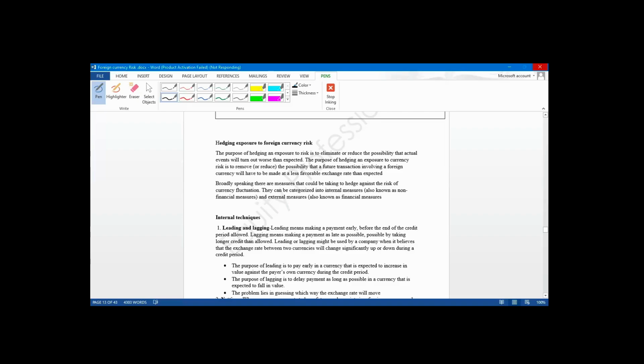If you fence your house, you built your house, you now put a fence. What you are doing is you are hedging the house. You are trying to protect your house against unwanted visitors. If you insure your car, you are hedging.